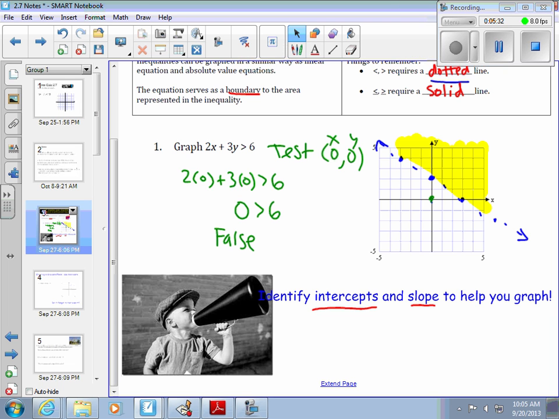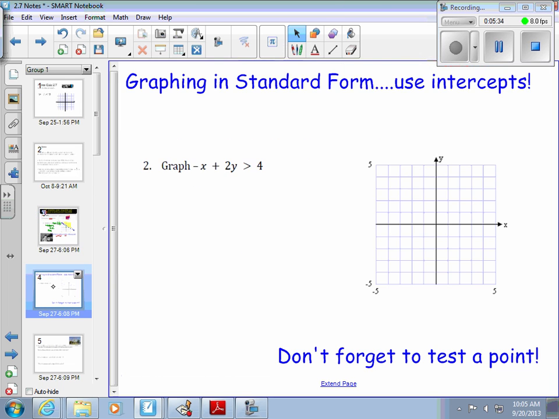All right, for tomorrow, why don't you guys try number 2 out? See if you can graph that one out. Find the intercepts, find the slope, graph it out. Remember what type of line you want to use, and make sure you test the point and shade in at the end.